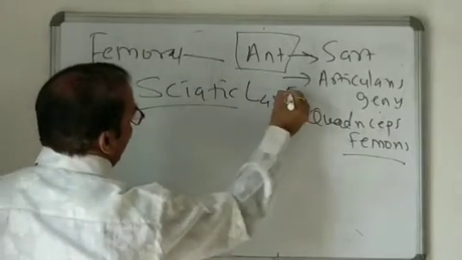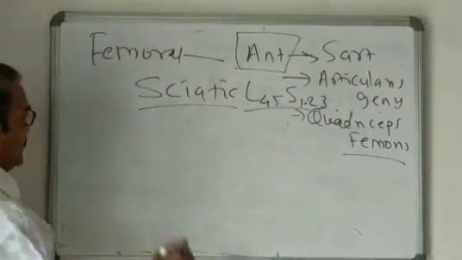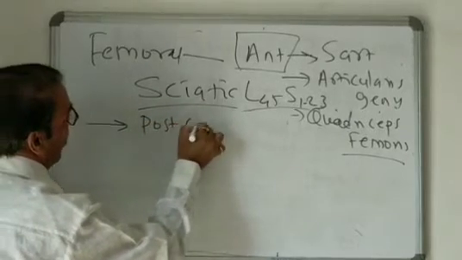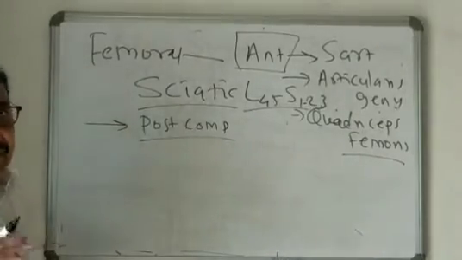L4, 5, S1, 2, 3 is the root value. This is a branch of the lumbosacral plexus. The sciatic nerve supplies the muscles present in the posterior compartment of the thigh. Now, what are the muscles present here?